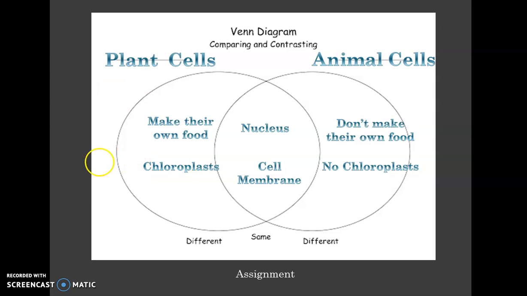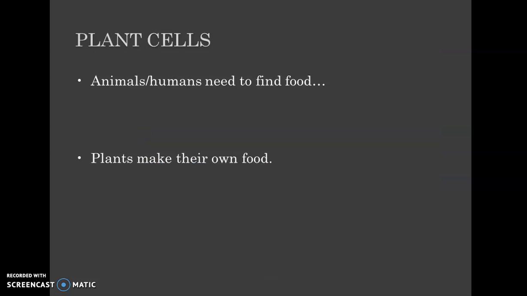The differences. I don't know where my cursor is. There it is. How plant cells make their own food and animal cells don't. Which means there must be some differences in the cells that God made. And the big thing here is another big C word. That's called chloroplasts. We're going to talk about that today, focusing on the differences here.